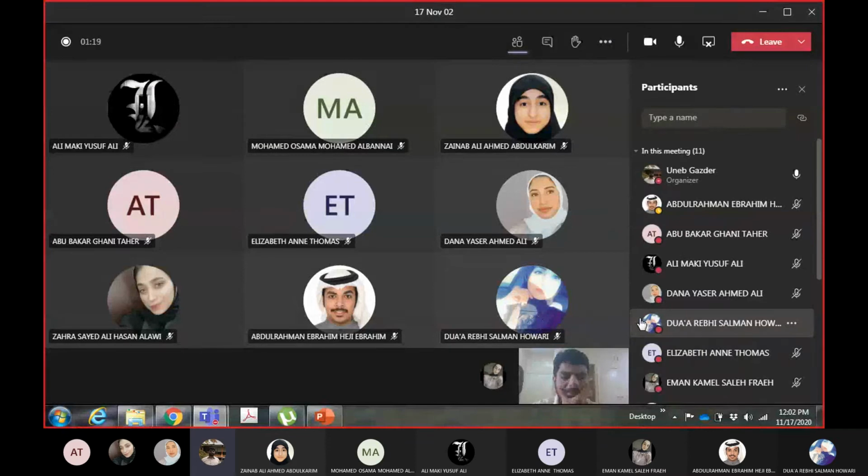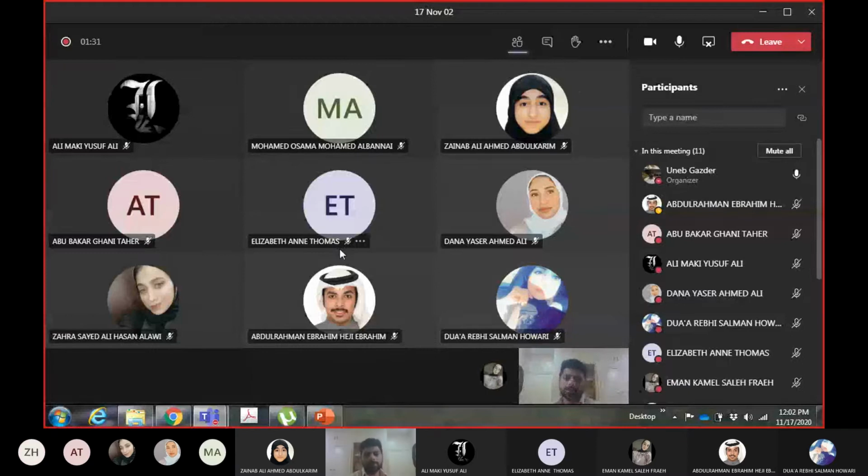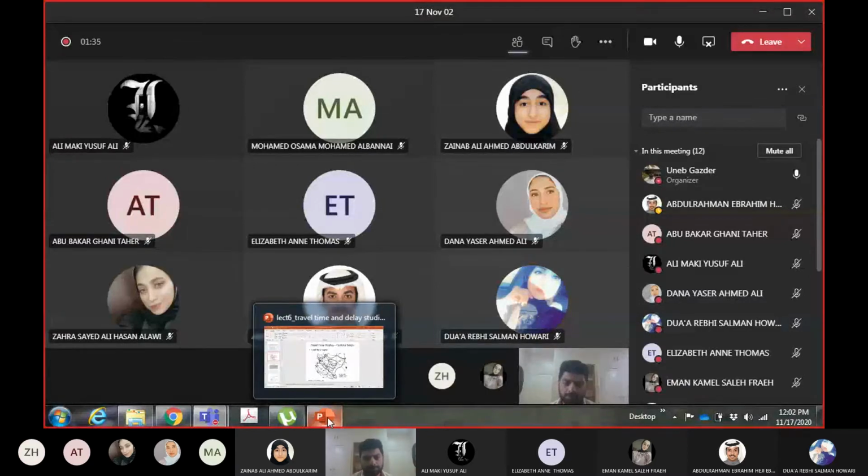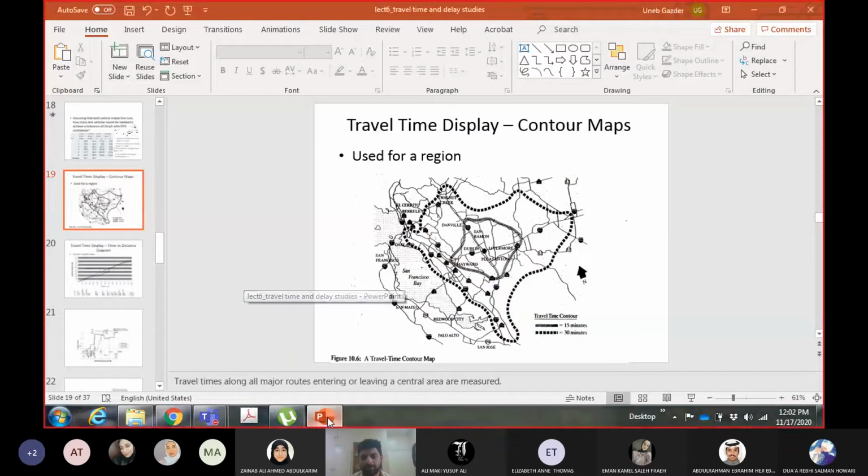Assalamualaikum everyone. So today we are going to continue with the topic of travel time studies, and then we will discuss delay studies as well. So, we will start with the concept of travel time contour map.